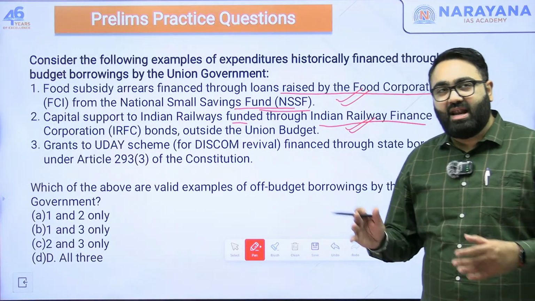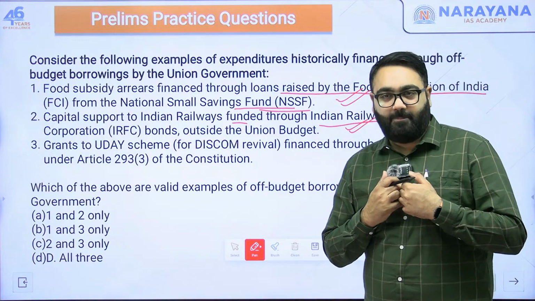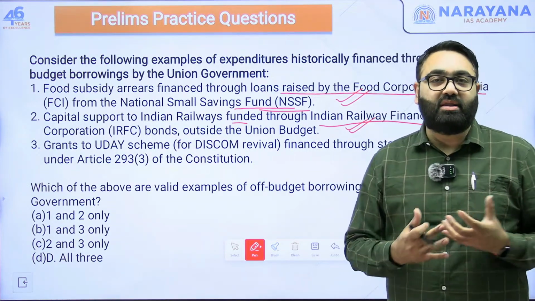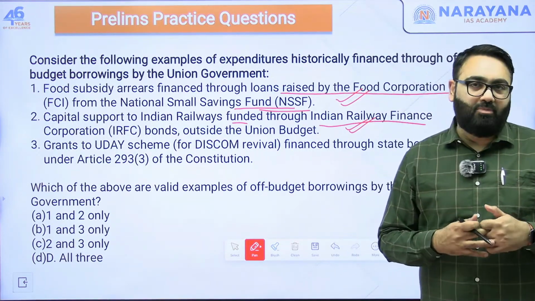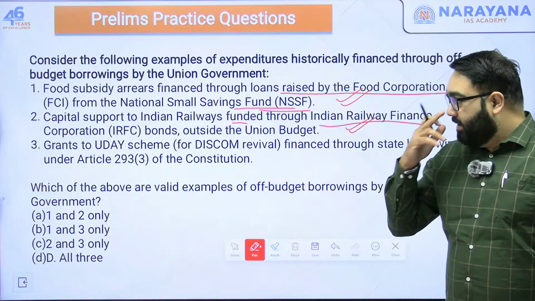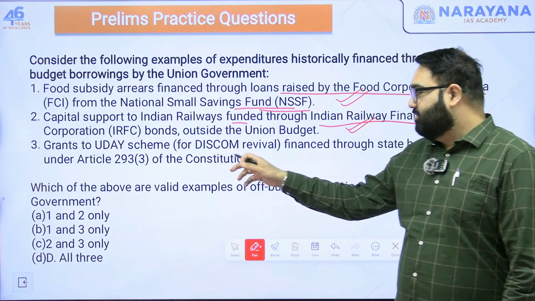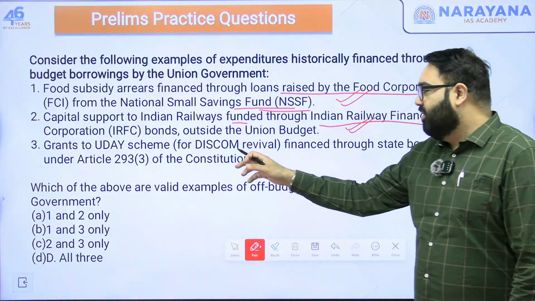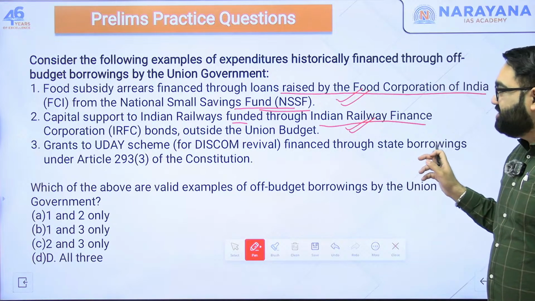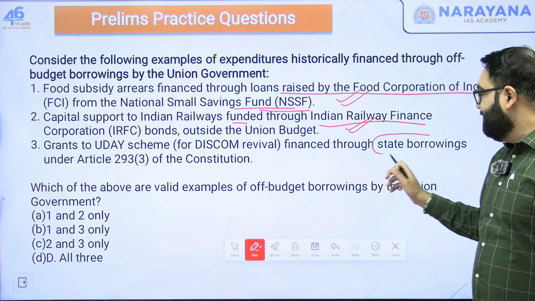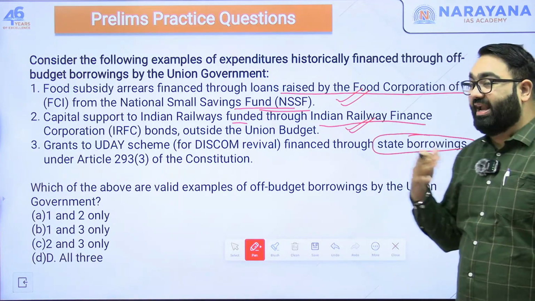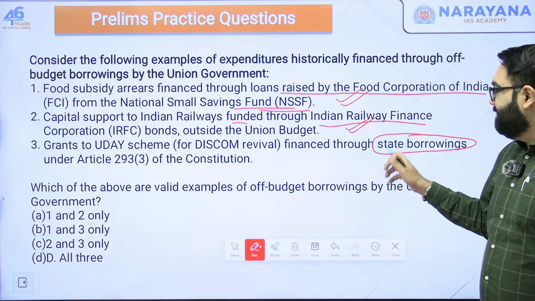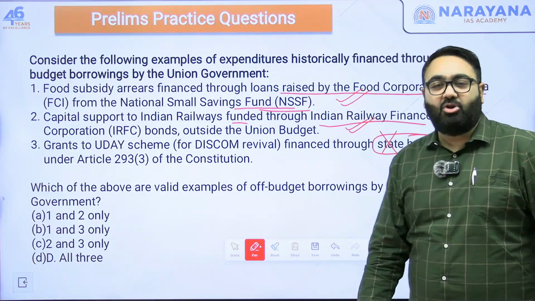See, something that cannot be traced back to the government directly. Something that the government is not doing, they are not involving themselves, that will be off-budget borrowing. Third, grants to Uday scheme for Discom. Discom is distribution company, it is electricity distribution companies. For Discom revival, finance to state borrowing. See, again, the problem is when you are saying it's a state borrowing, means it is budget. It is a part of the budget.